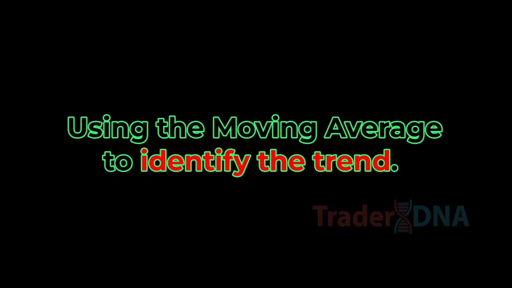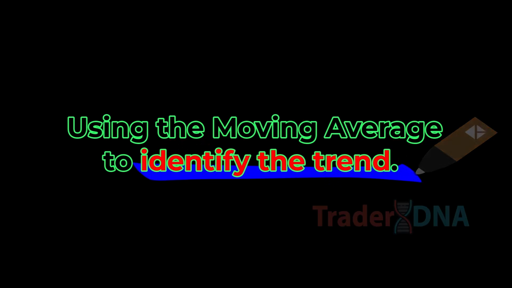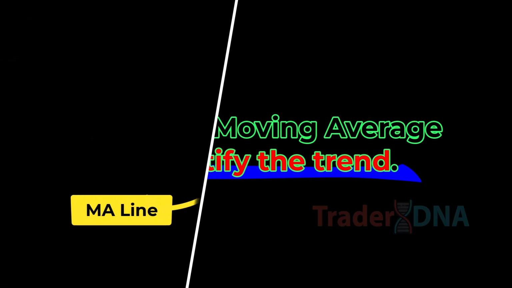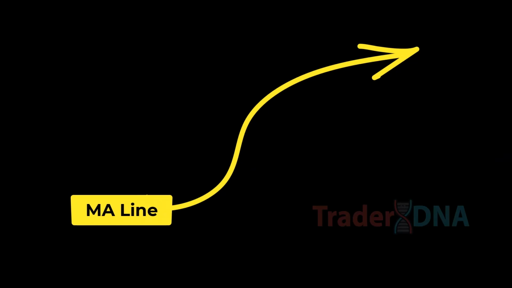Let's dive straight in because this first step is absolutely crucial. We're talking about using the moving average to identify the trend. Now, a lot of traders think, oh, the moving average is pointing up, so that must mean we're in an uptrend. But that's not always true, and that's exactly where so many traders get it wrong.